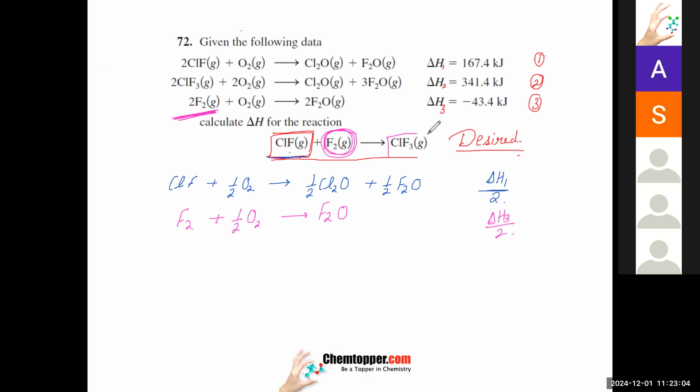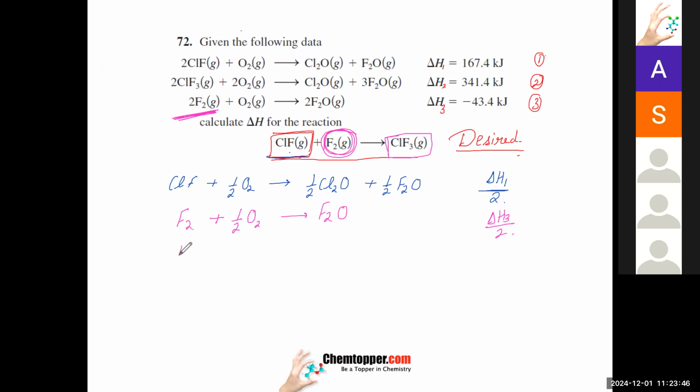Now I want ClF3. Now girls, please answer. ClF3. Which equation is giving me ClF3 and what should I do to the equation so that I can get ClF3 on the product side and only 1 more? Yes, please. Bhavya, Krishna, Sanvi, Shreya R. Shreya H has some internet problem. Equation 2. Perfect. That's the answer, Krishna. Perfect answer. So take equation 2, flip it and divide by 2.